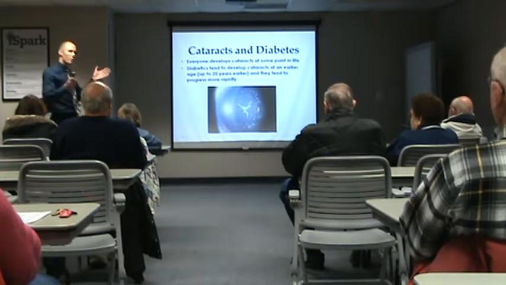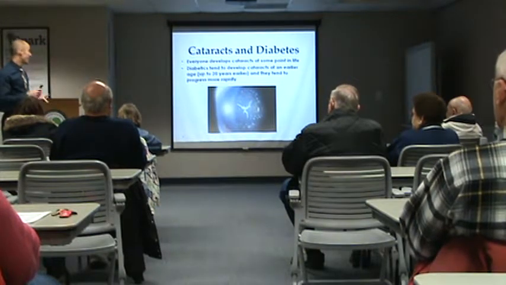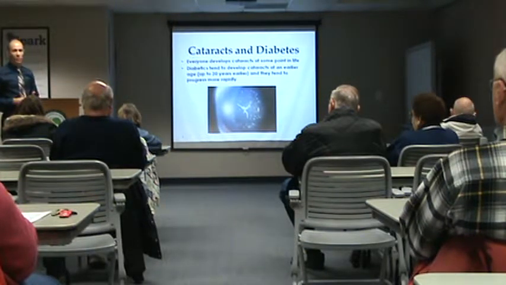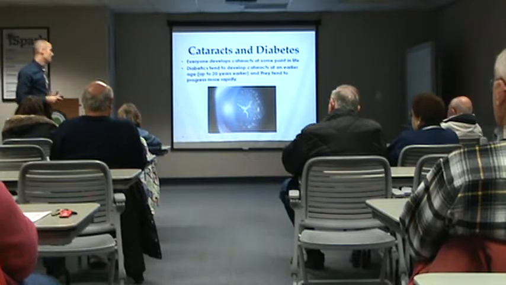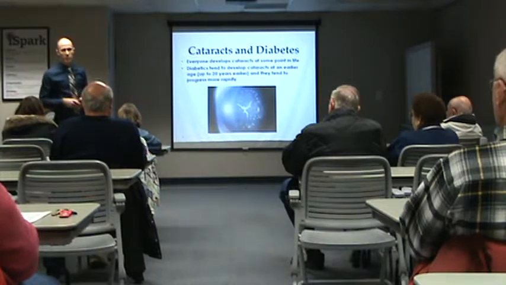Cataracts. Everybody gets cataracts, right? Everybody here? Eventually we all get cataracts. Diabetics typically get cataracts earlier in life, up to 20 years earlier, and typically they progress more rapidly. So we see diabetics with cataracts at a much younger age than we do with people without diabetes.